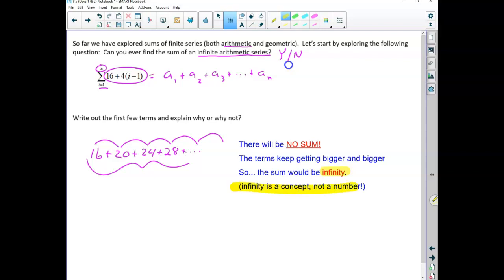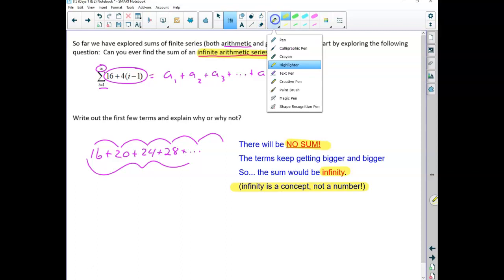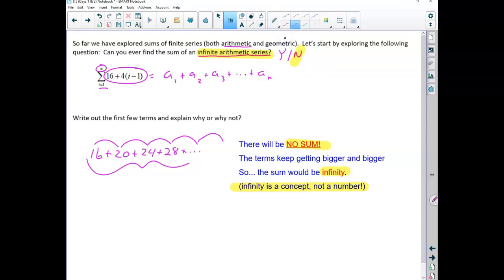And please understand, infinity is not a number. Infinity is a concept. So how big is it? We don't know because it keeps getting bigger. So there would be no sum for any arithmetic sequence. Nope, we cannot. And what if you say, well, what if my numbers are getting more negative? Well, they're going to sum towards negative infinity. They are not going to, quote unquote, converge to a particular number. Infinity is not a number, it is a concept.